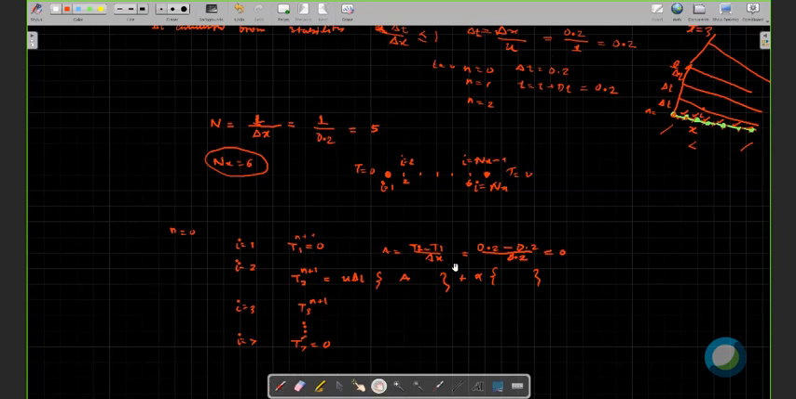It means that in the previous case, all the values of temperature, T1 to T7, were 0.2. Like suppose this is T2, T3, T4, all these were 0.2. These are according to the initial condition. Now the initial condition gave you this particular result.